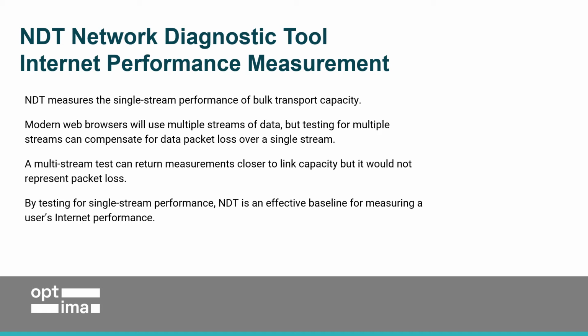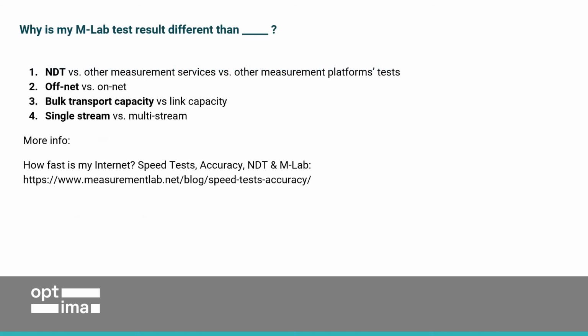When we're measuring bulk transport capacity, we're trying to understand how well TCP does its job. If it's losing packets, it's not really doing its job so well. So NDT is measuring using a single stream to understand how TCP is operating on that baseline. Then we can start looking at how multi-stream might operate. If we were to only use a multi-stream test, that test might not reveal the impacts of packet loss on the connection.